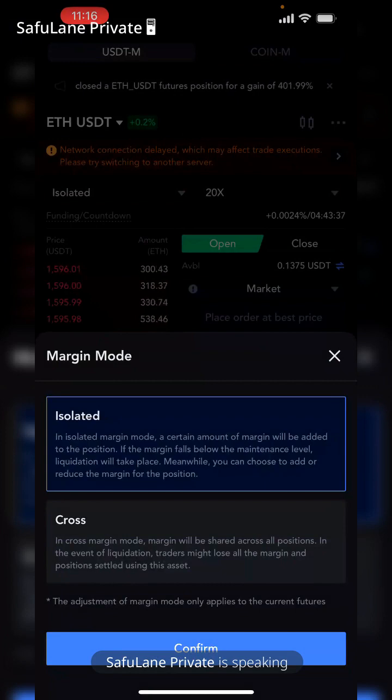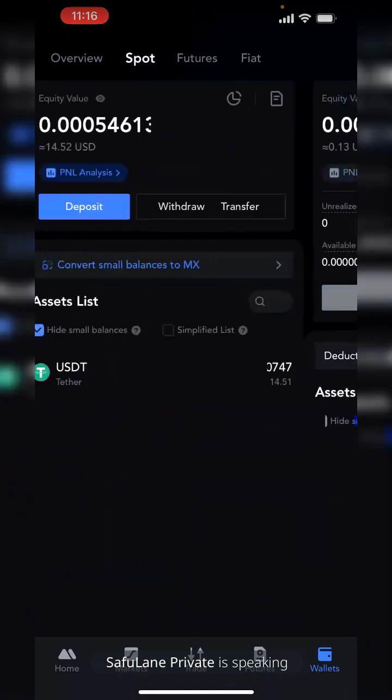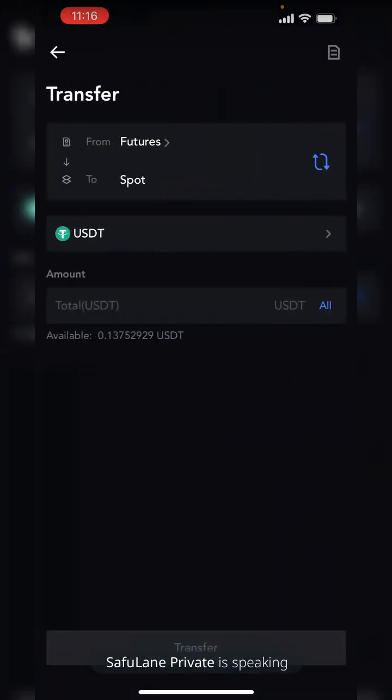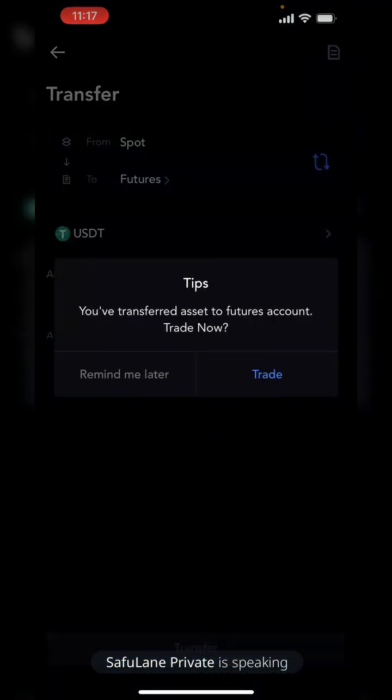So in isolated margin, what we are trying to do is allocate a fund for our future trade, but we want to make sure that this fund is separated from my personal future trading account balance. I'm going to show us what I'm talking about right now. On my spot, I have $14. I'm going to be transferring $10 to my future trades account. So let me do that. So from my spot to future. So I'm going to be transferring $10 to it. Then I transfer.